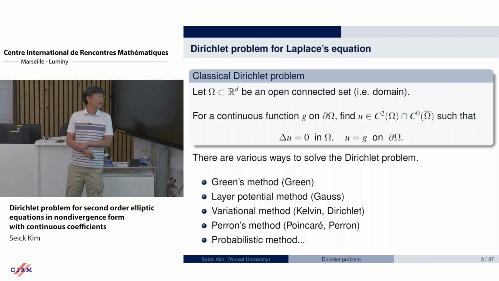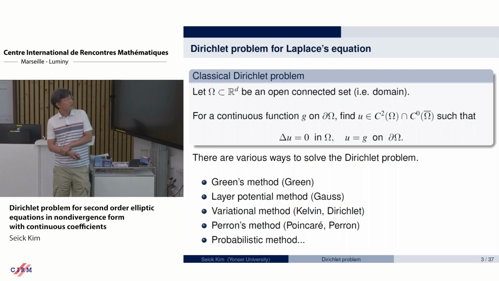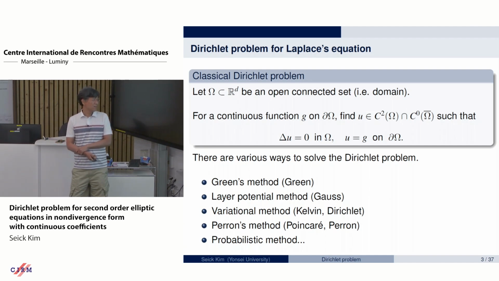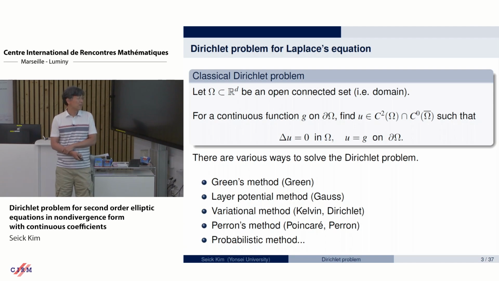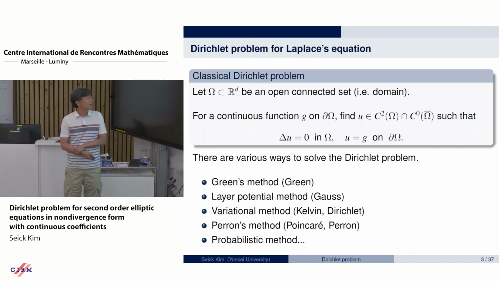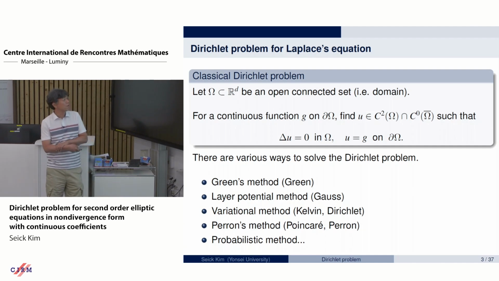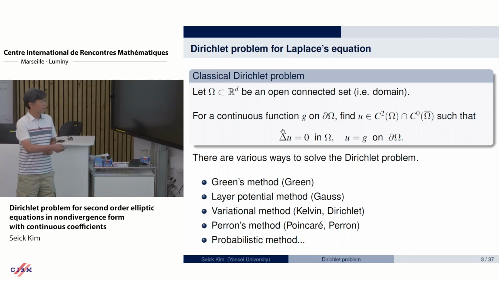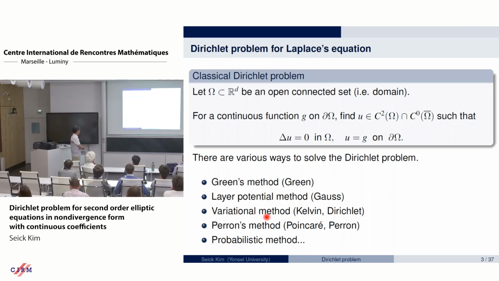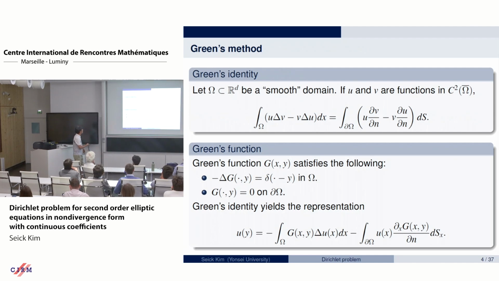There are various ways to solve the Dirichlet problem. The first one is Green's method. Then Gauss used a single layer potential to solve this problem. Then Kelvin and Dirichlet used a variational method, the so-called Dirichlet principle, to solve this problem. And then this is Perron's method.